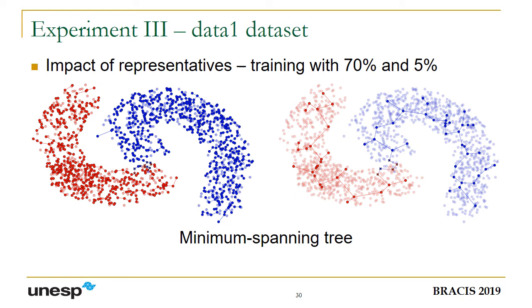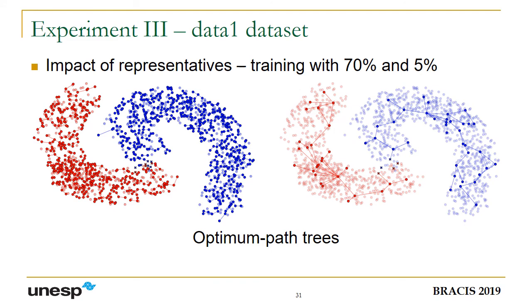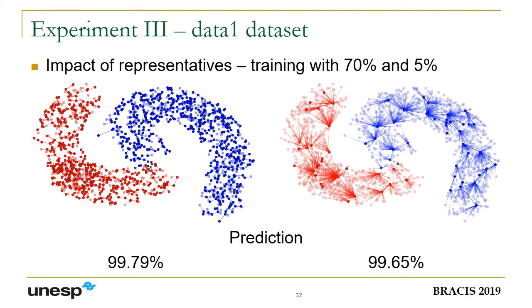Here is the meaningful spanning tree. Here's the optimum-path trees computed, and here is the prediction. We can note that the accuracy is too similar.